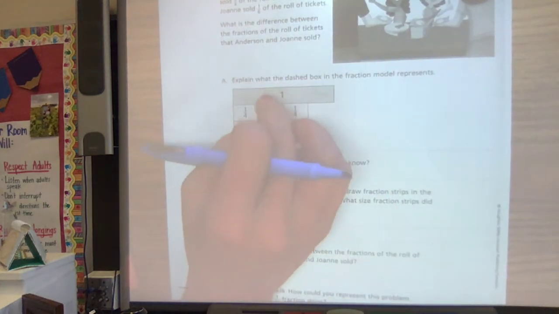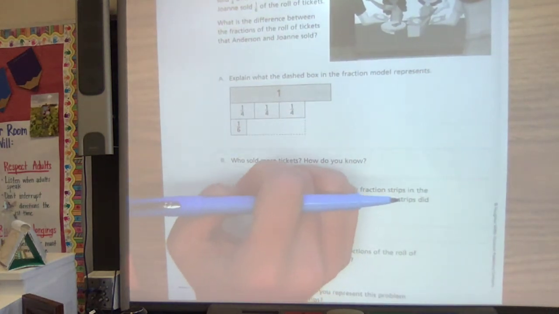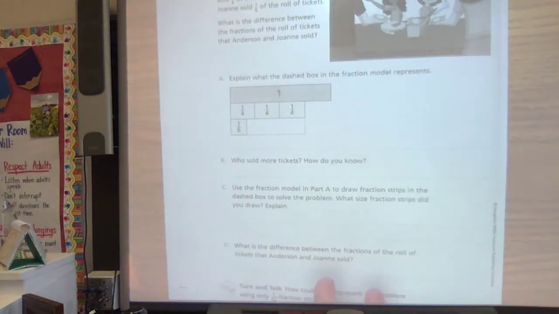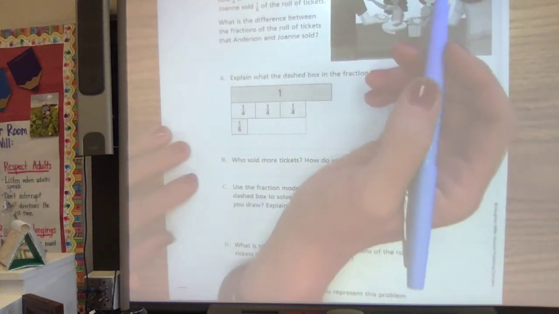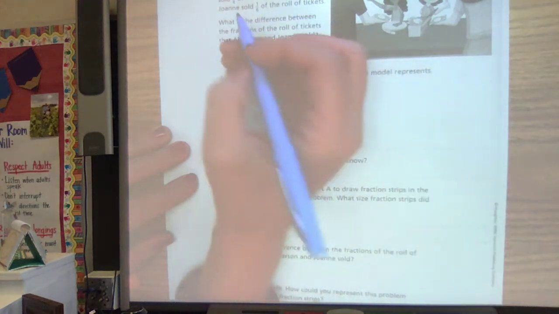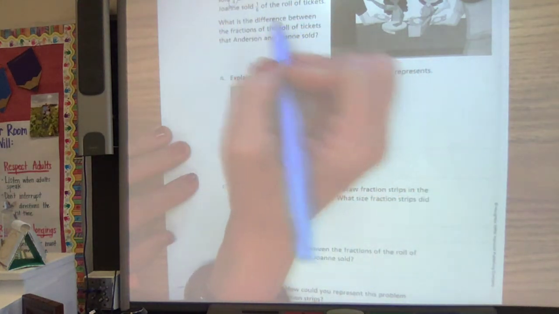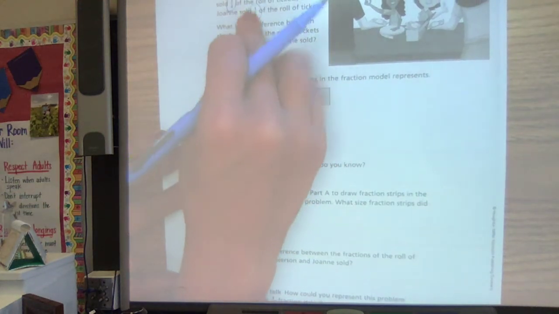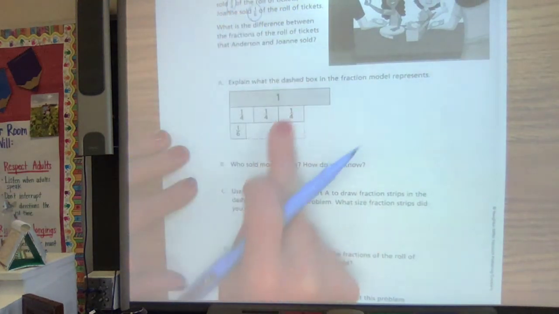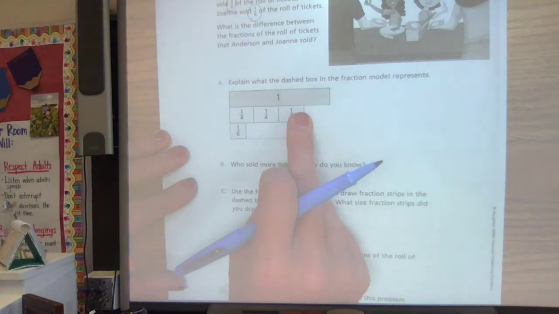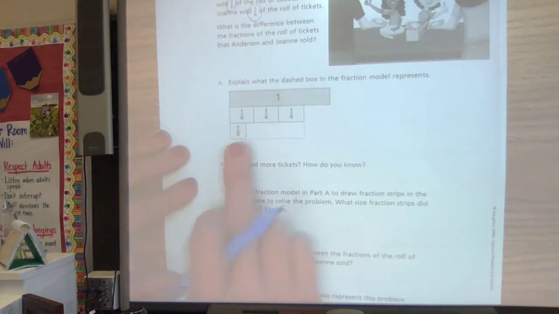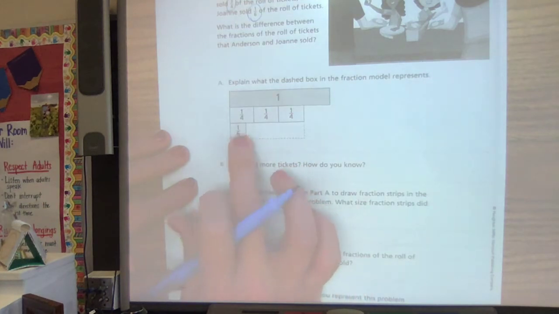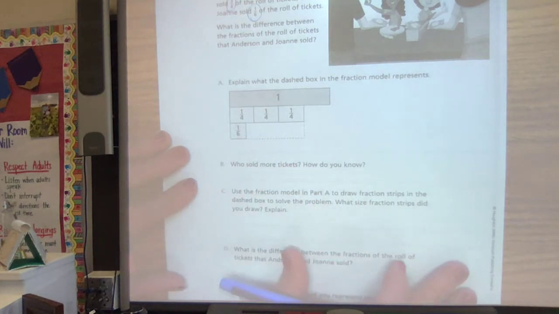So here again they have a representation for you right here. We can make it ourselves too. But let's think about what they were saying. Anderson sold 3/4 and Joanne sold 1/6. Hopefully y'all are realizing 3/4, that's almost the whole thing. See it right here? 1/6, that's not very much. Joanne didn't do very much. Anderson was working hard. I don't know what Joanne was up to. Okay?